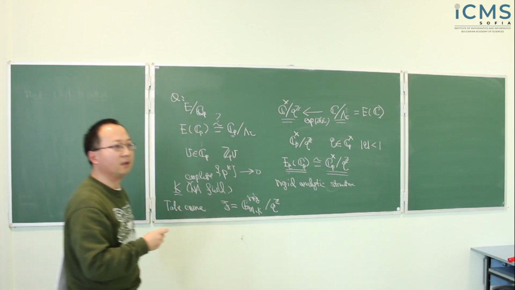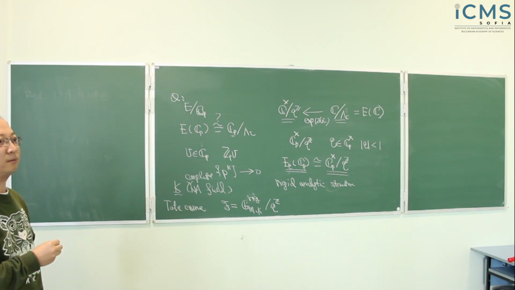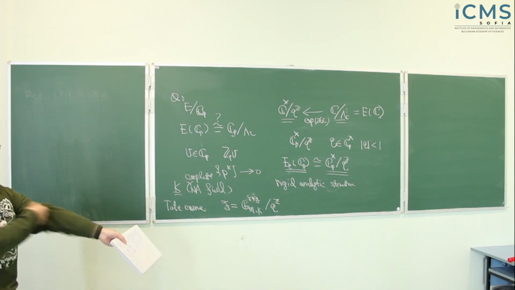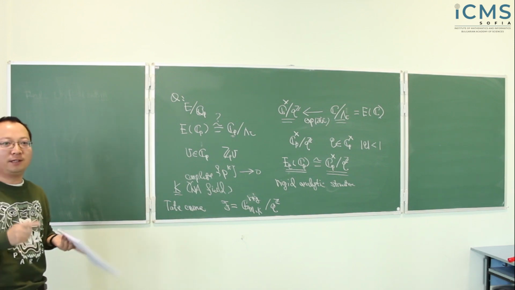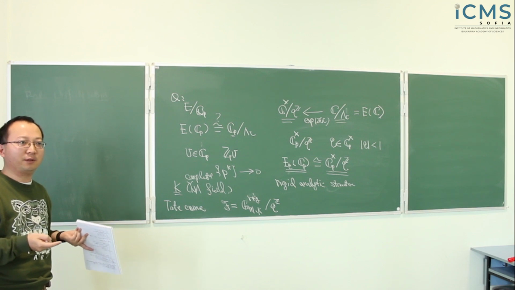Okay. Why is it rigid? Where does the rigidity come from? I'm not very sure where it comes from, but the only thing I can tell you is that this is different from rigidity in algebraic geometry. That's a different thing.